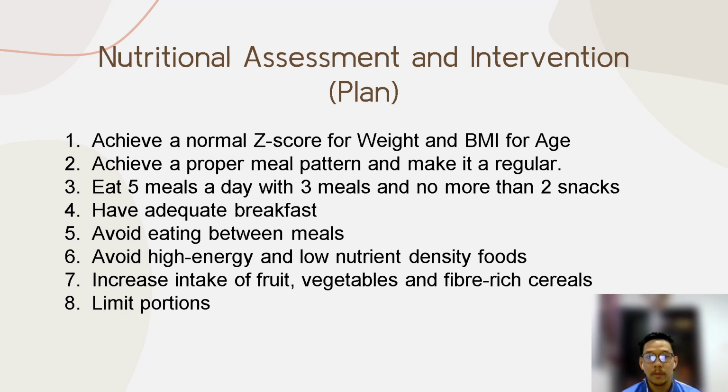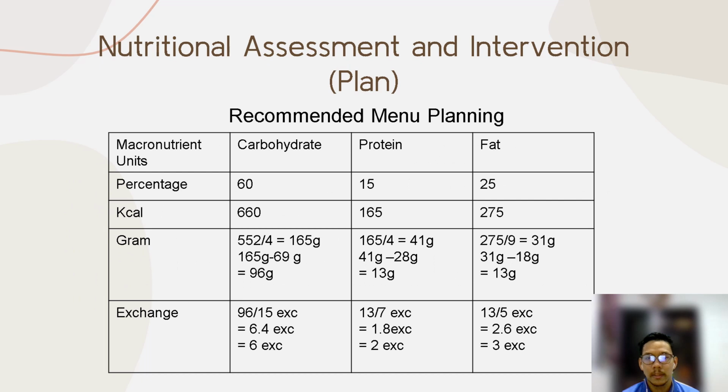So as for the plan for the nutritional assessment and intervention, number 1, achieve a normal Z-score for weight and BMI for age. Second, achieve a proper meal pattern and make it regular. Third, eat 5 meals a day, with 3 meals and no more than 2 snacks. Fourth, have adequate breakfast. Fifth, avoid eating between meals. Sixth, avoid high energy and low nutrient density foods. 7. Increase intake of fruit, vegetables, and fiber-rich cereals. And 8. Limit portions.